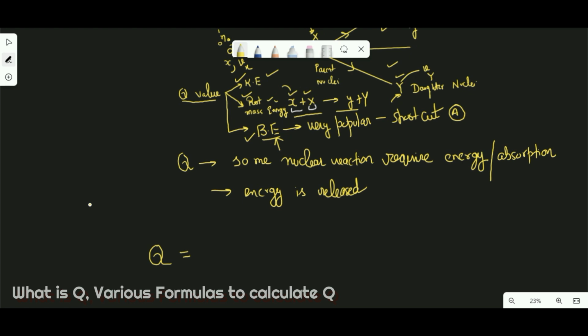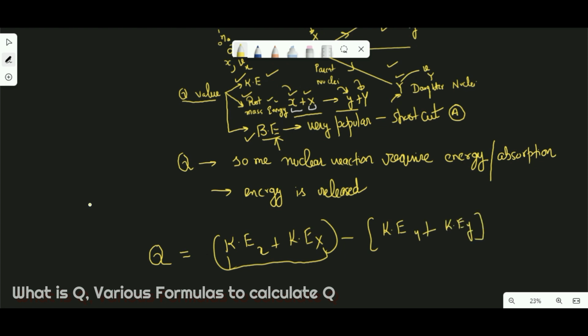So if you notice the first one, I'm referring to equation number one known to you: the kinetic energy of capital X. These are some kind of reactants, reacting with each other. It's a nuclear collision, but I'm calling it reactant, okay? Then you subtract the kinetic energy of the products, the daughter nucleus side, the right hand side of the nuclear reaction after the collision. This is called the Q value.